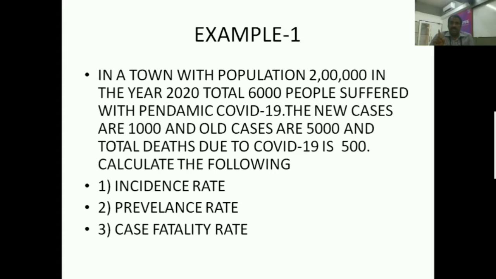First question, calculate incidence rate. Second one, prevalence rate. And the third one is case fatality rate. So here we have the total data, and by using the data we want to find out incidence rate, prevalence rate, and case fatality rate. How to find out, I will explain with the help of the whiteboard. Okay, so try to follow properly.